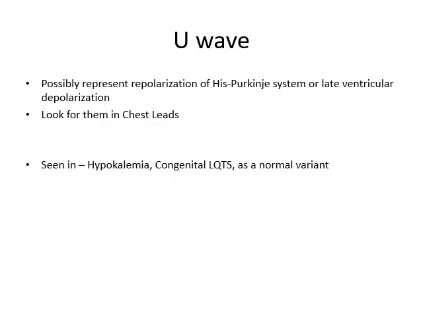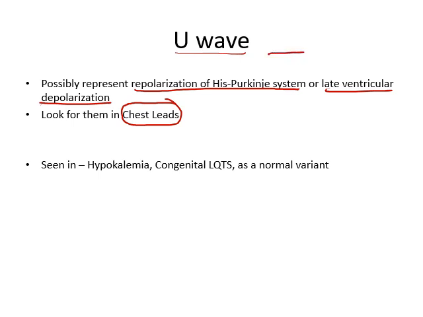Moving on to the last part of my lecture, U wave. So U waves basically probably denote repolarization of His-Purkinje system or late ventricular depolarization. And it is important to remember that U waves are seen in chest leads. So how they look basically is, if this is a T wave, then you will probably see a U wave like this, or if this is a T wave, you will probably see a U wave after that. So they are seen in hypokalemia, congenital long QT, and sometimes as a normal variant.